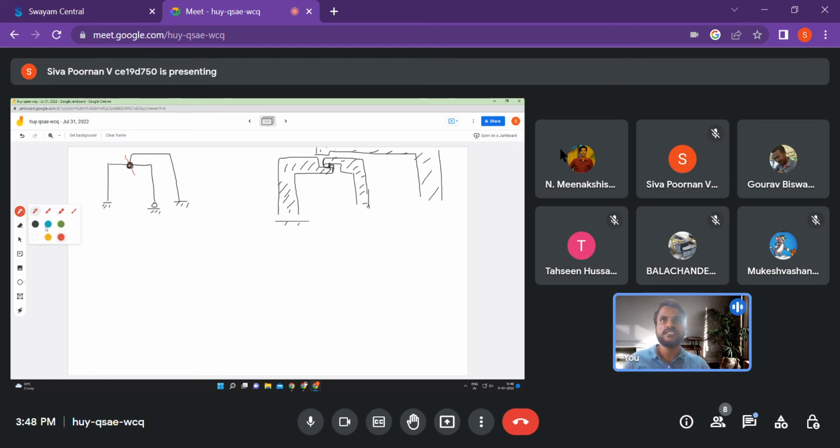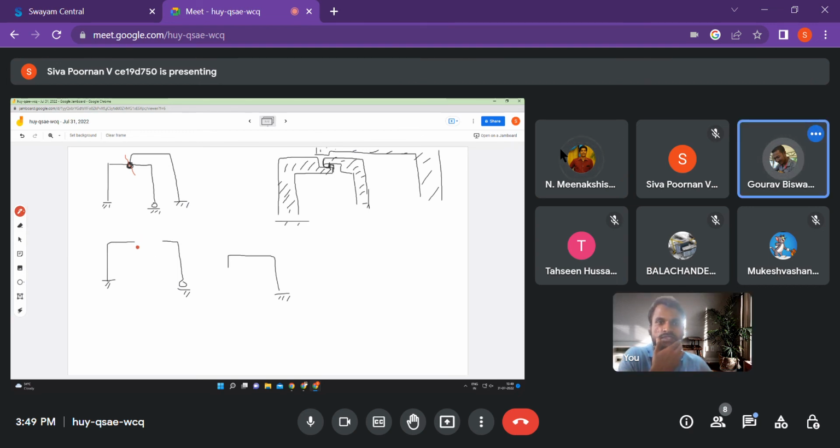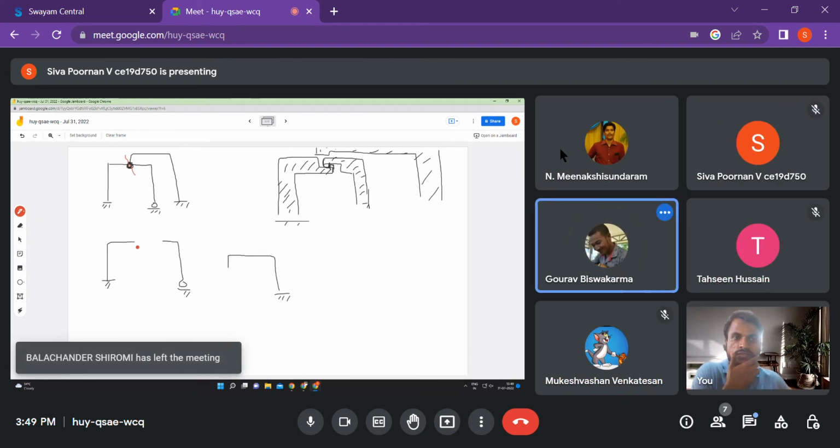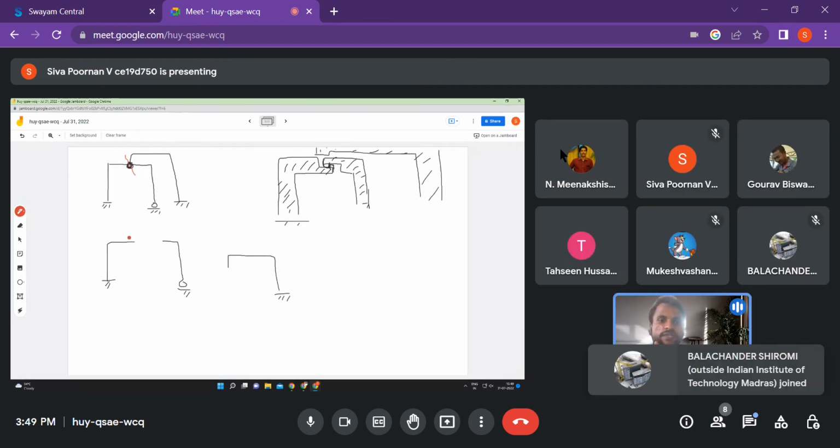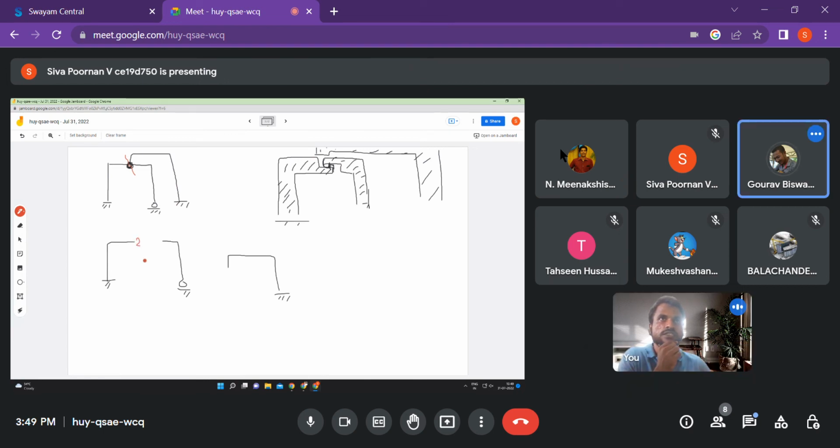So the first structure is going to be this, the second structure is going to be this, and the third structure is going to be this, right? What are the unknowns that are going to be there? Can someone say how many unknowns will be there here? Two unknowns, right? We don't have any bending moment there, because at the point of an internal hinge we know there is no bending moment, so there can be shear force and axial force, only two unknowns, right?